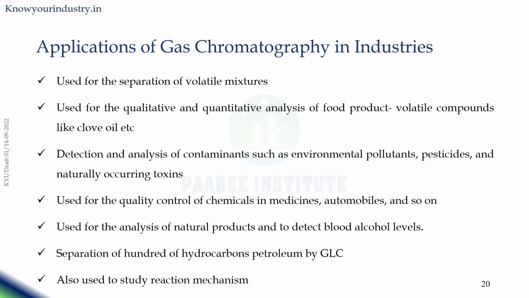In other industries like food, plastic, and petrochemical, it is used to separate volatile mixtures. It is also used for the qualitative and quantitative analysis of food products like volatile compounds, for example clove oil, etc. Detection and analysis of contaminants such as environmental pollutants like pesticides and naturally occurring toxins can be measured using gas chromatography. Quality control of chemicals in medicines, automobiles, etc. can be monitored. It is also used for the analysis of natural products, and to detect blood alcohol levels.